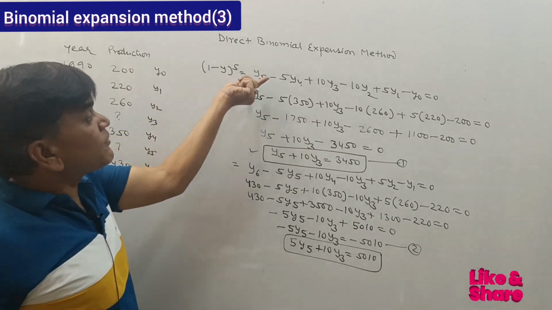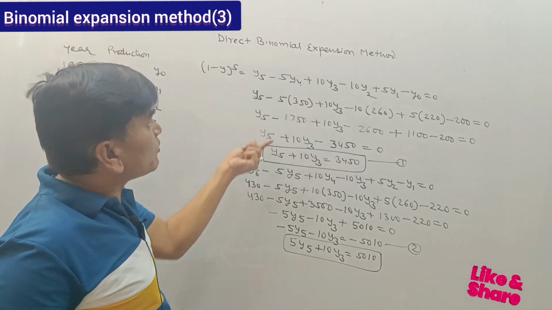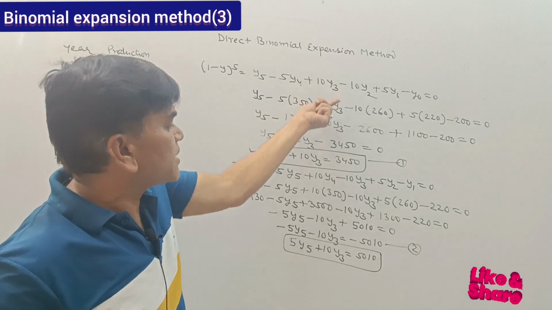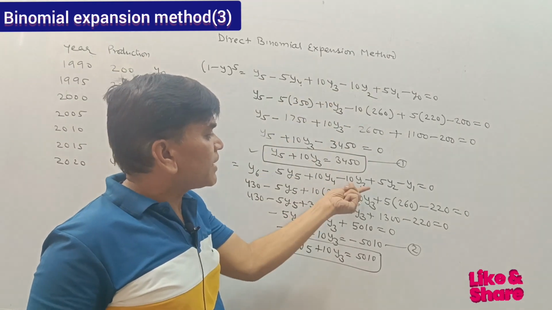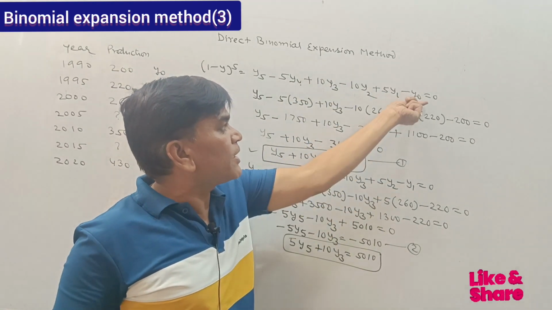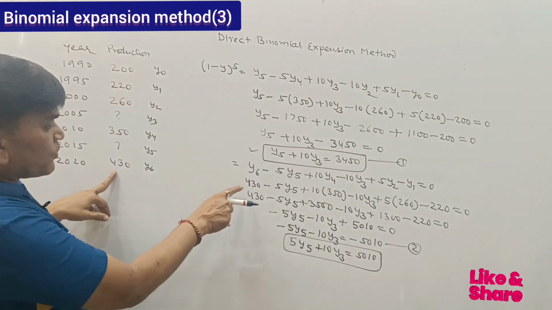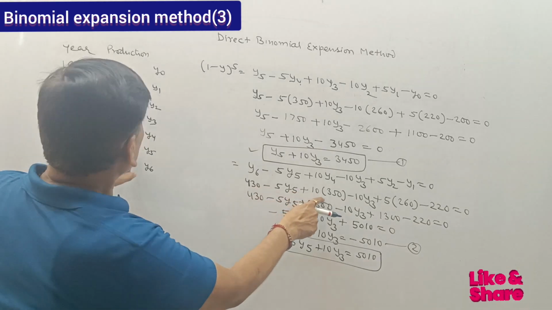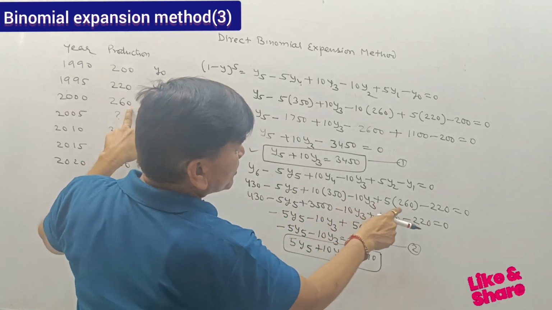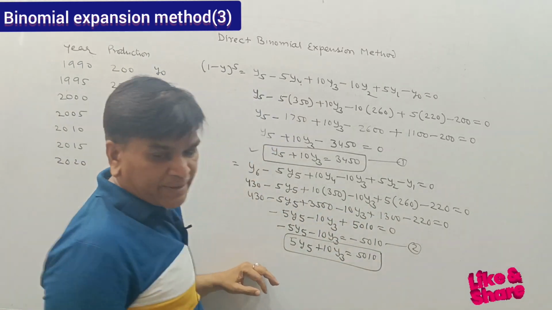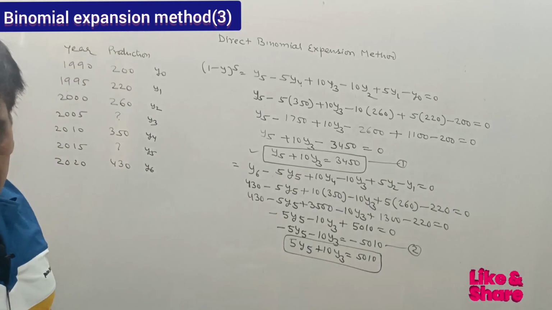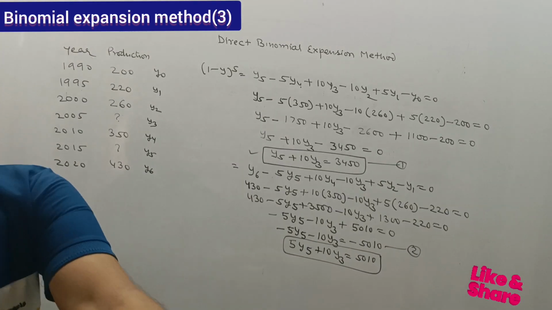Next we have increased one digit to this: y5 changes to y6, y4 changes to y5, y3 changes to y4, y2 changes to y3, y1 changes to y2 and y0 changes to y1, and again putting the values, y6 value is 430, y4 value is 350, y2 value is 260, and we get the second equation. So we are having two equations now.